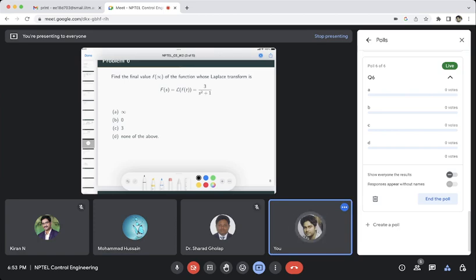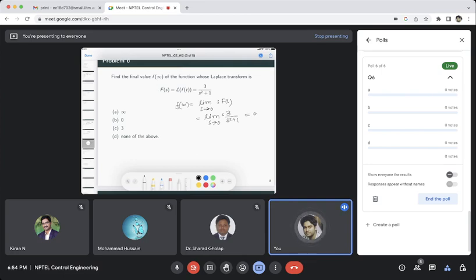Okay, so let's see. If we apply the final value theorem, what will be this value? Let's first assume that you can apply it and just compute it. The final value theorem says that f of infinity equals the limit as s goes to 0 of s times F of s. So it is the limit as s goes to 0 of s times 3 by s squared plus 1, and if you simply apply it, it will be 0. You see? Now see whether it is correct or not.